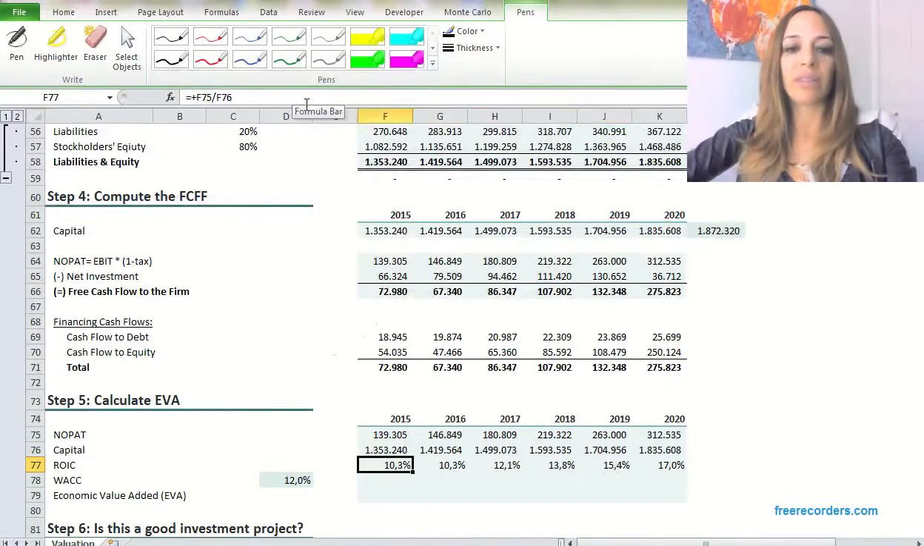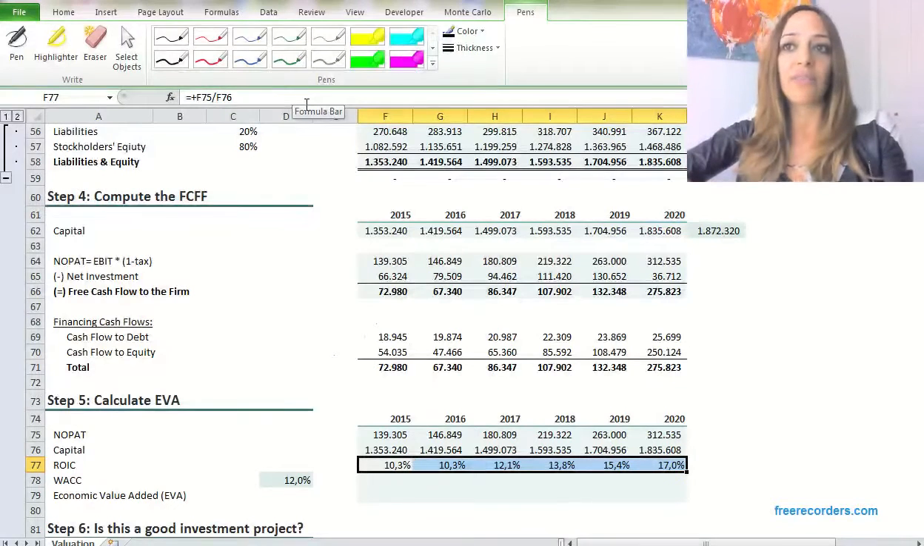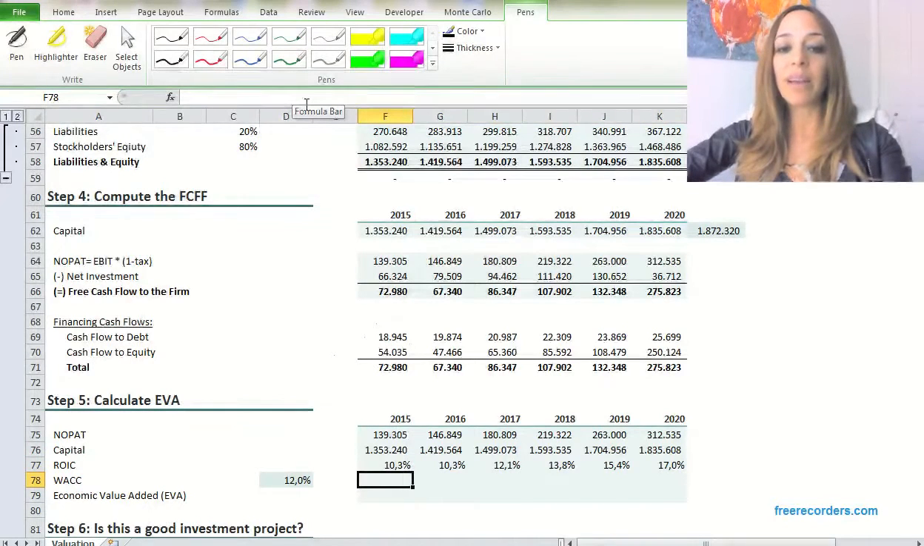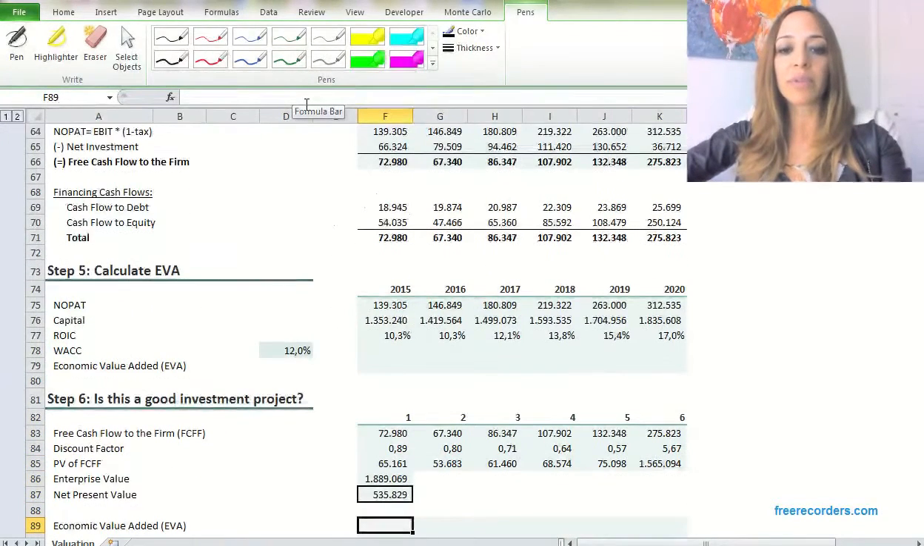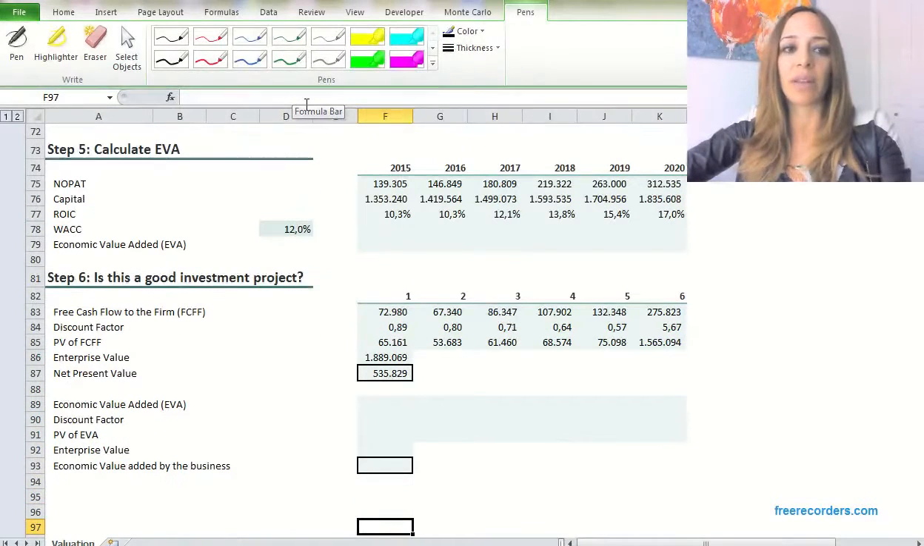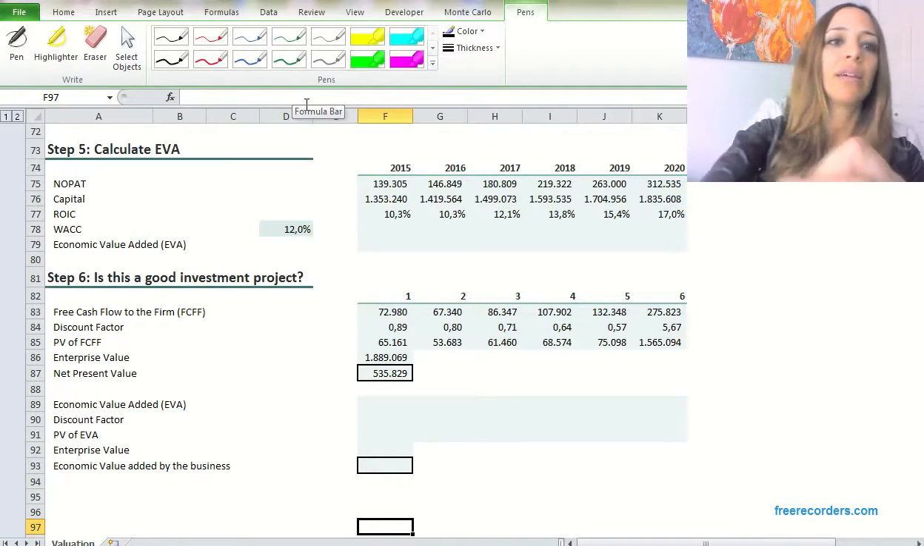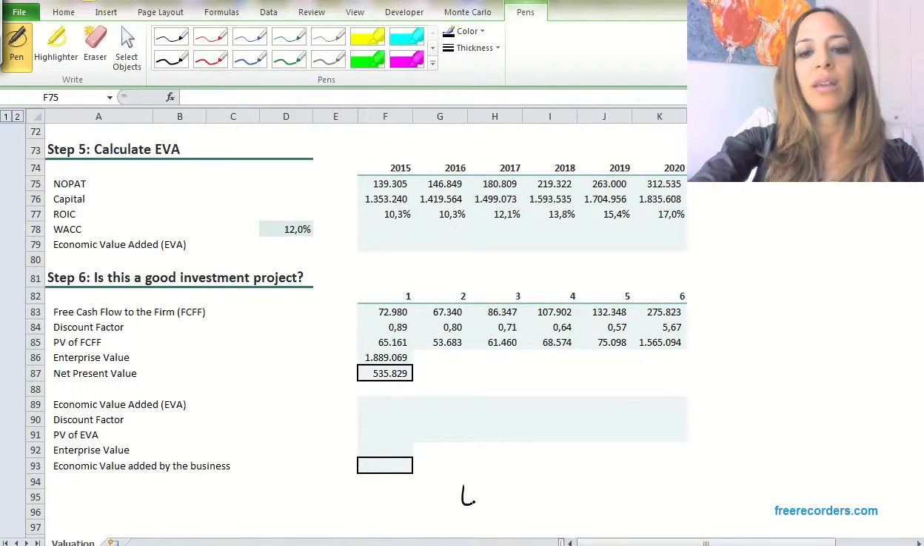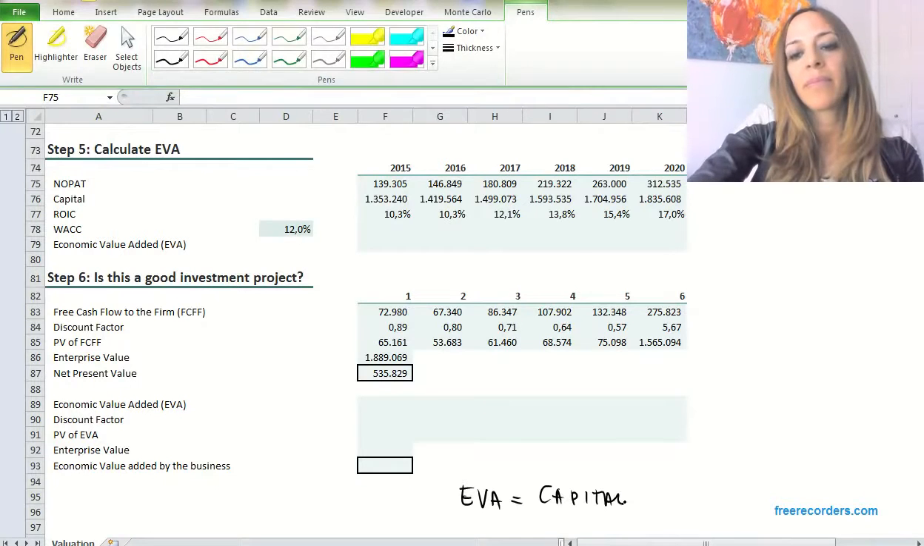Okay, so we will do this in different videos. You can see different examples of the value tree, of the DuPont formula for the return on invested capital. But now, to finish our example and to determine whether this is a good project or not, we would like to calculate the economic value added. I will remind you the formula. Economic value added is the capital times the return on invested capital minus the weighted average cost of capital.